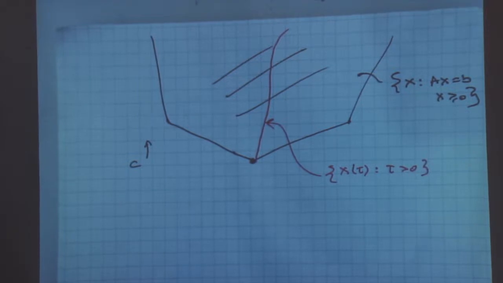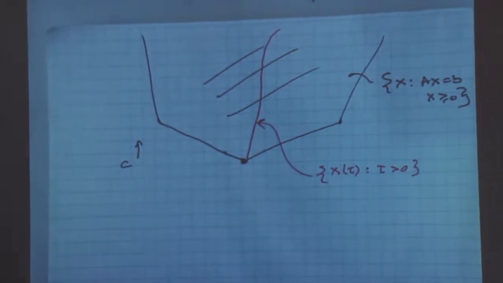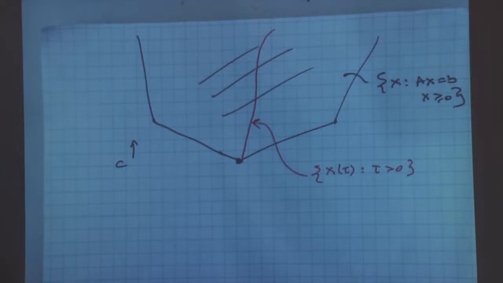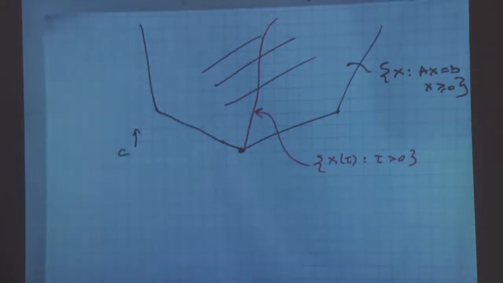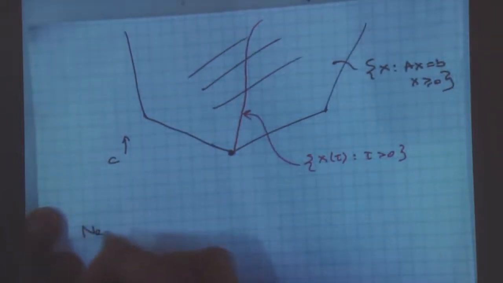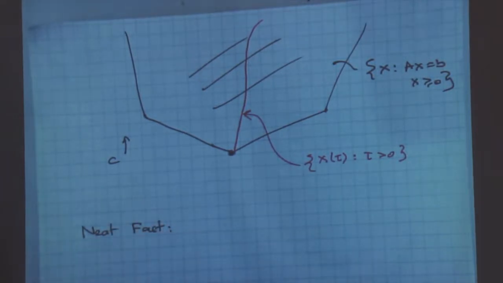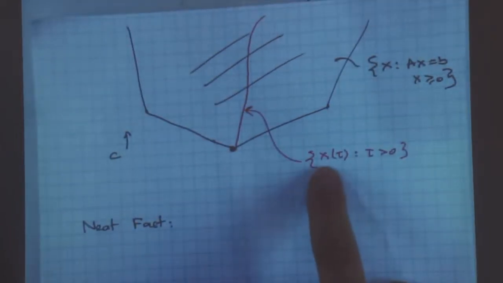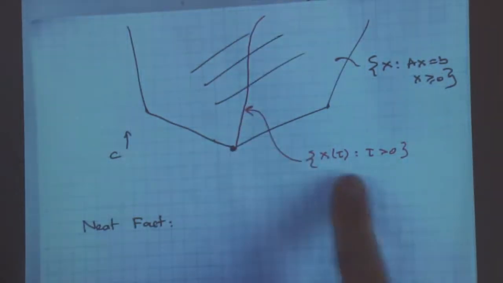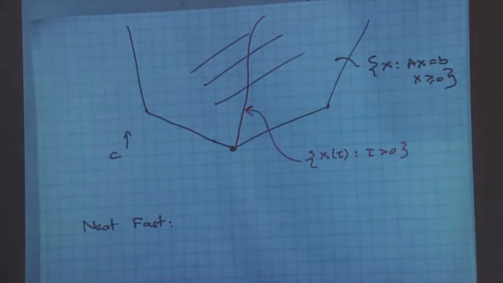Now, there is a really neat fact here. Let me look at my notes to make sure I don't mess this up. Yes, there is a neat fact here. Let me say something else first, and then I'll mention what the neat fact is. Again, the set of minimizers as tau is greater than 0 is the central path.